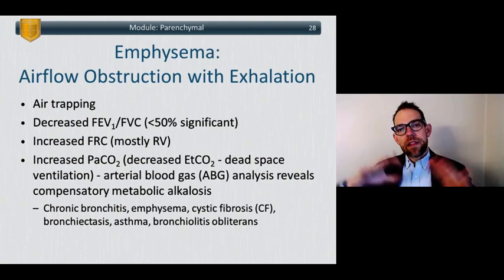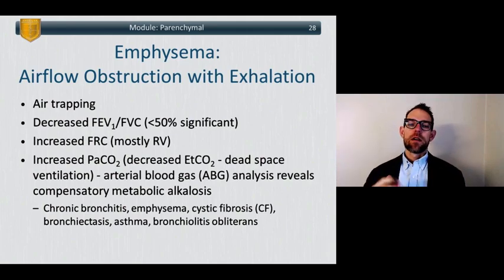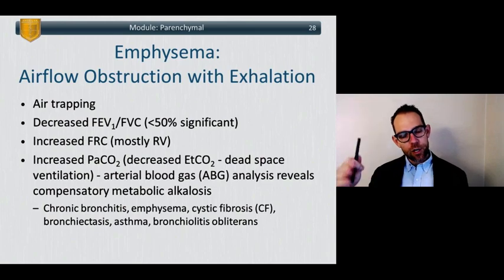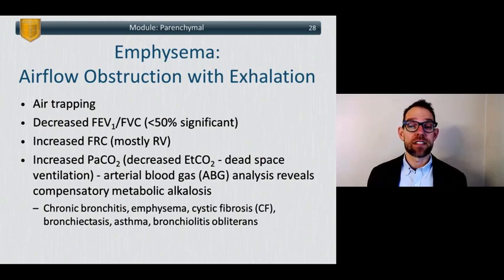What makes up the umbrella of emphysema? Chronic bronchitis, emphysema, makes up COPD, chronic bronchitis, emphysema, CF, bronchiectasis, asthma, and bronchiolitis obliterans.